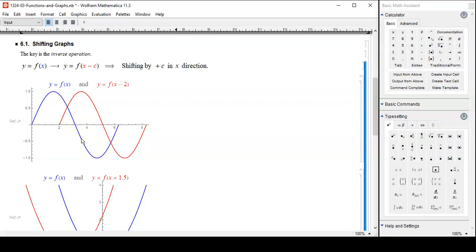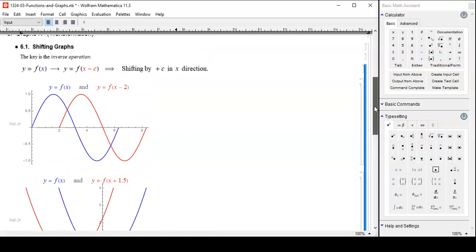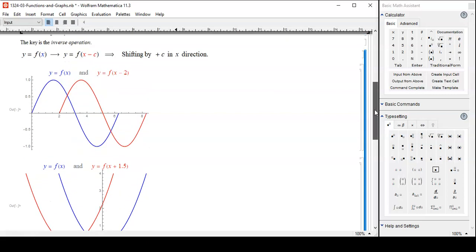Kind of like this. y equals f of x is this blue graph, then y equals f of x minus 2 is this red graph. Do you see? Horizontal shifting by c in the x direction. And here, x plus 1.5, so actually minus of negative 1.5. So negative 1.5 in the x direction. So actually it's going left. So blue graph the original, and then it is shifted to the left. Left by 1.5 units. Same as negative 1.5 units in the x direction.